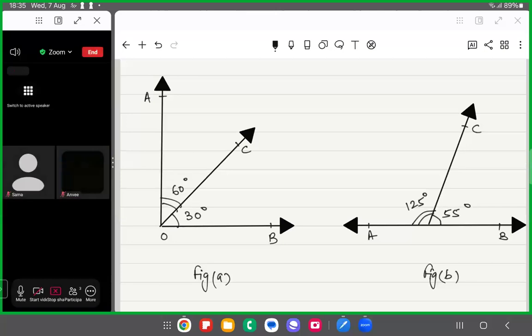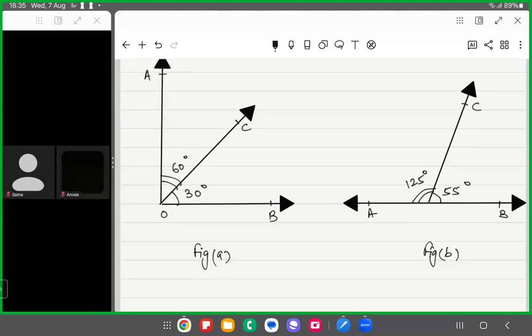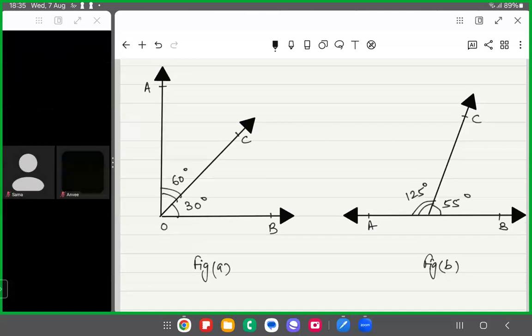So figure A and figure B both show an adjacent pair of angles. Both are adjacent, right? Because both follow the conditions of an adjacent pair of angles. They have a common vertex. This is the common vertex. This is the common vertex, right? Their one arm is common. This is common, right? And their non-common arms are on either side of the common arm. So these two arms are on either side. Similarly, these two arms are on either side of OC, right?